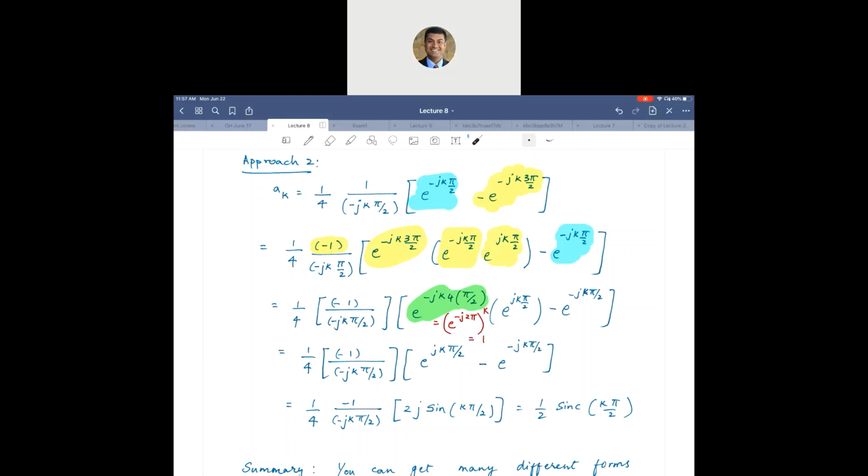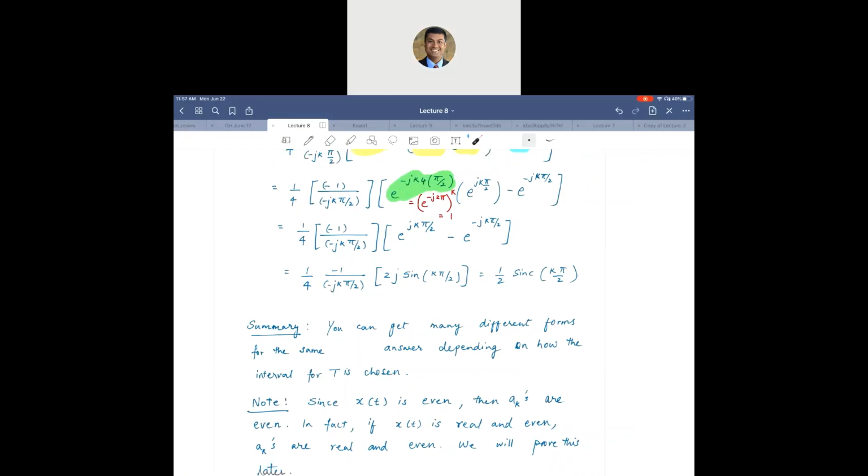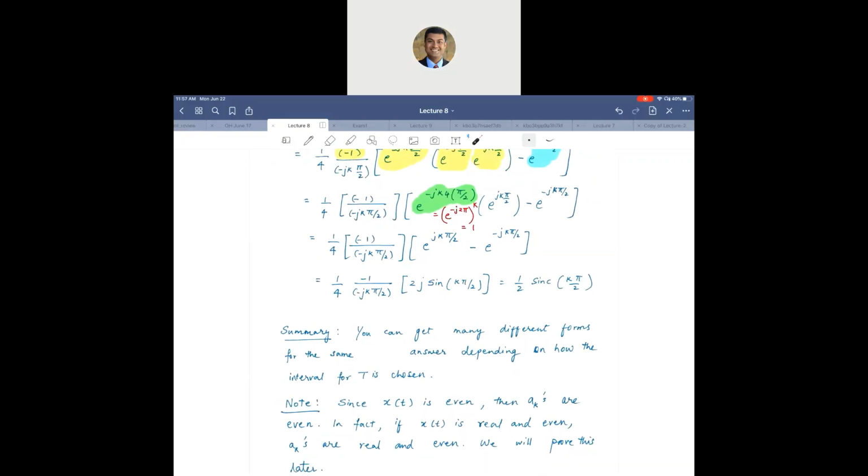And you have e to the jk pi over 2 here, e to the minus jk pi over 2 here. Now you can use Euler's identity to write it in this form. Things will cancel out and you will be able to write half sinc k pi over 2 for all k. So the summary of this discussion is you can get many different forms for the same answer depending on how your interval is chosen.